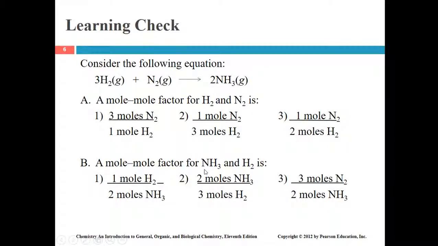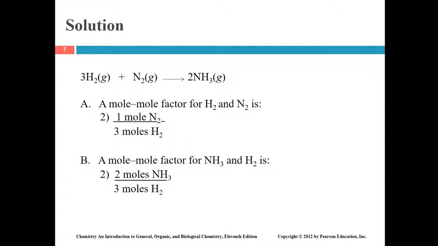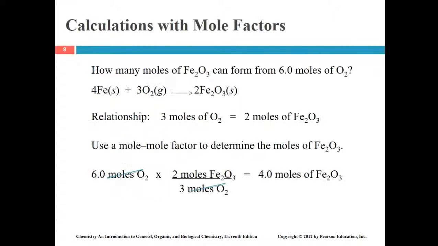So B. Let's compare the mole-to-mole factor for ammonia and hydrogen. So NH3 and H2. So we're going to have a 2 in front of the NH3, and there is a 3 in front of the H2. So let's see which one of those is that. We need 2 moles in front of the NH3, and 3 moles. Yep, that's exactly right. So we have a 3 here, so this one fits the correct ratio. And that explains it here.